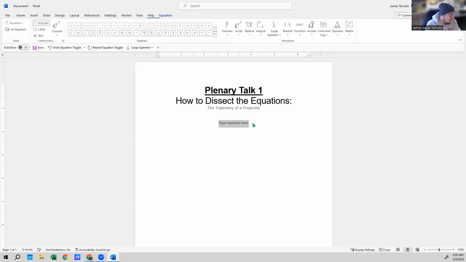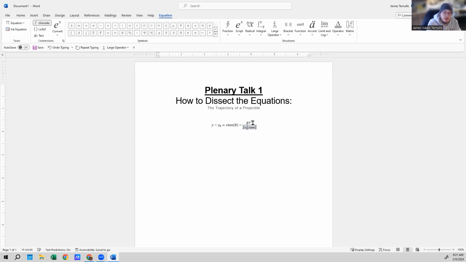So when we're talking about the trajectory of a particle, we're talking about the equation y minus y0 is equivalent to x tan theta, minus g x squared divided by 2 v squared cosine, oh, that's cow. Cosine theta. I gotta square this, don't I? No, this is all difficult.